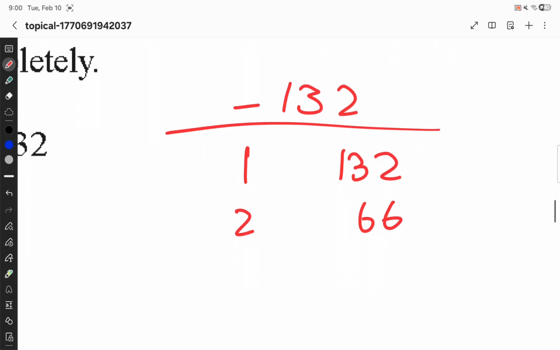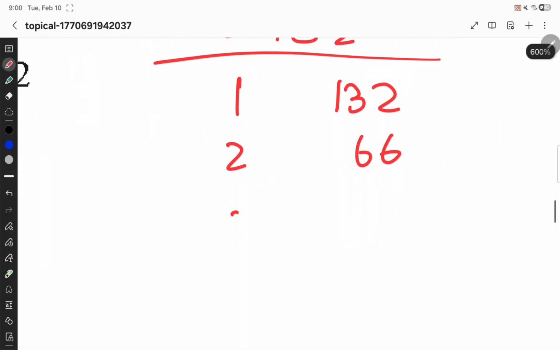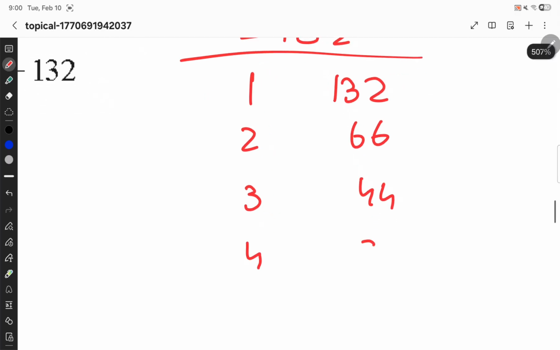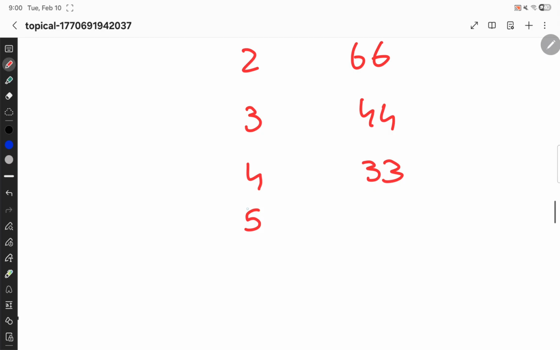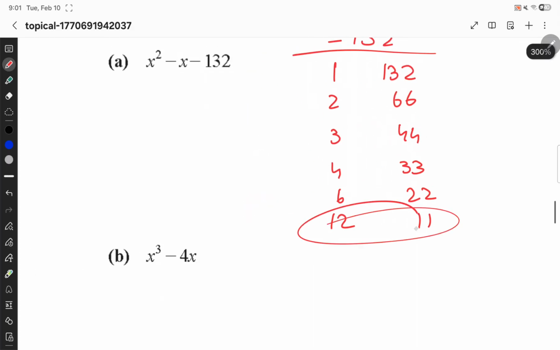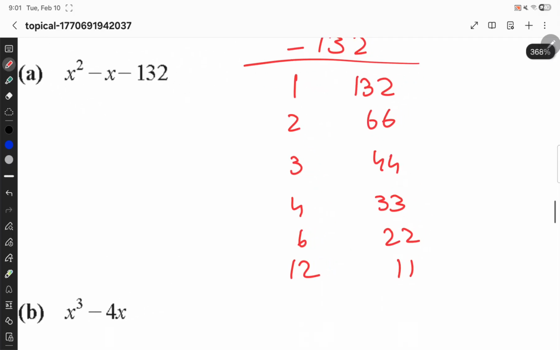Okay, 266 and 3. Yes, it can. 1 2 3, which is 44. Can it be divided by 4? Wow, it can. 33. Now let's just keep going. 5 does not work. 6 does work. 22. You need to find if any number works at least. Okay, 9, 10, 12, 11. Ooh, this may give us negative x that we want.